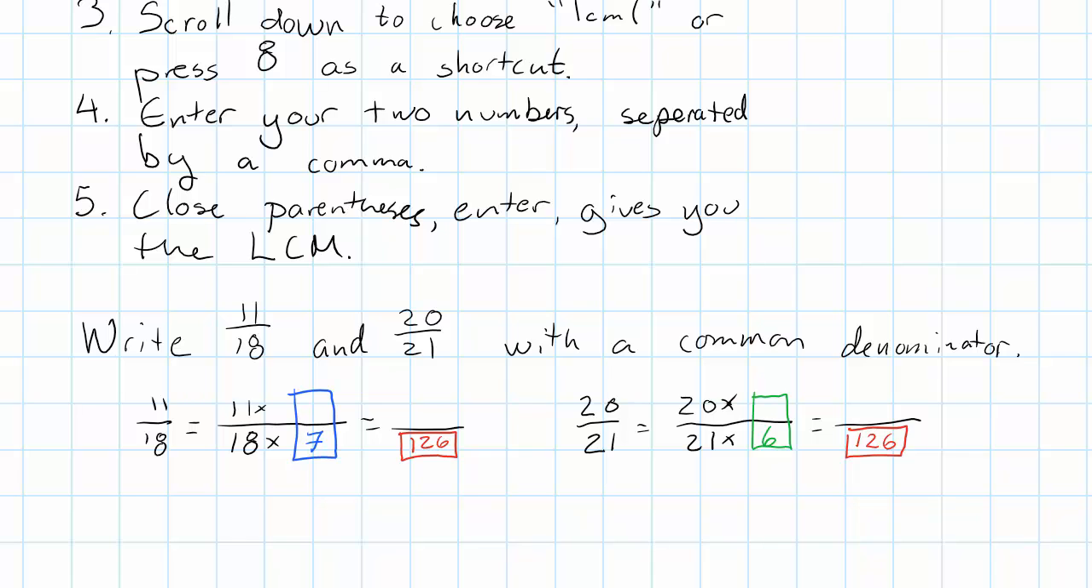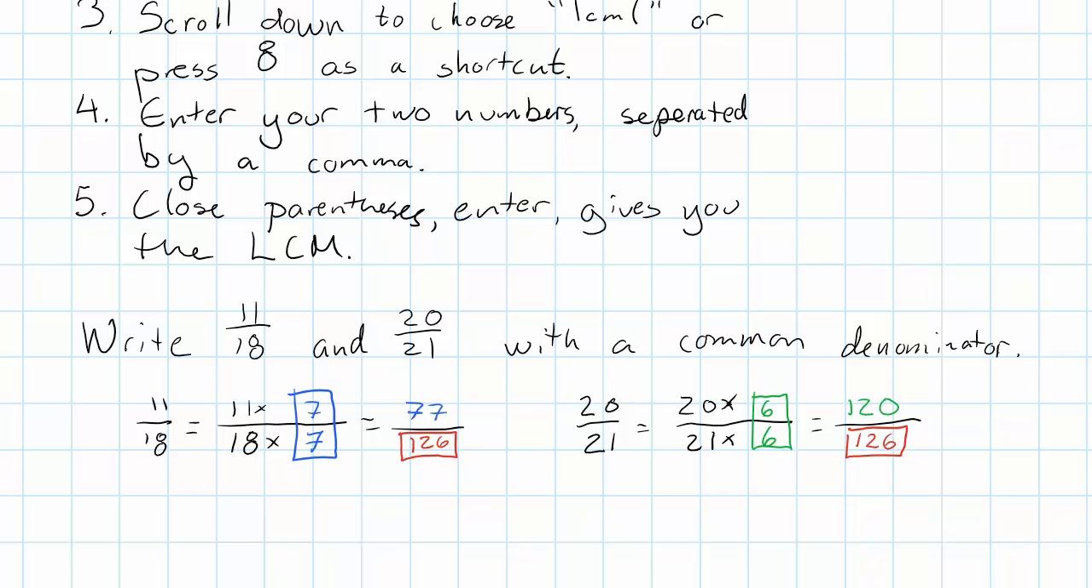Now, in the first fraction we multiplied the denominator by 7, so we have to multiply the numerator by 7. 11 times 7 is pretty easy. You can use the calculator for this if you'd like, but it's 77. In the second fraction we multiplied the denominator by 6. We're going to need to also multiply the numerator by 6. 20 times 6, again pretty easy. You can use the calculator if you'd like, but it's 120.